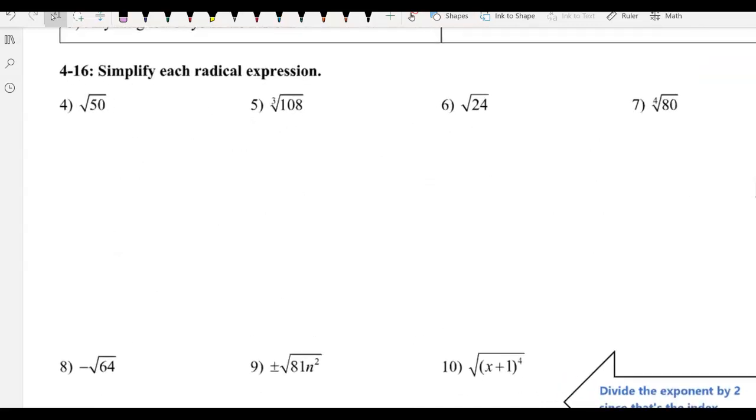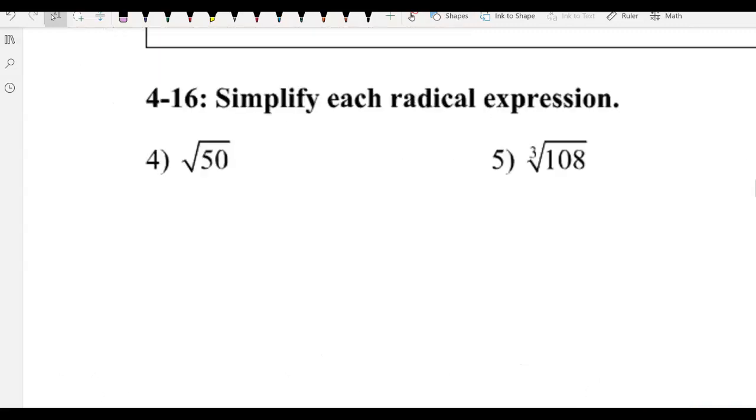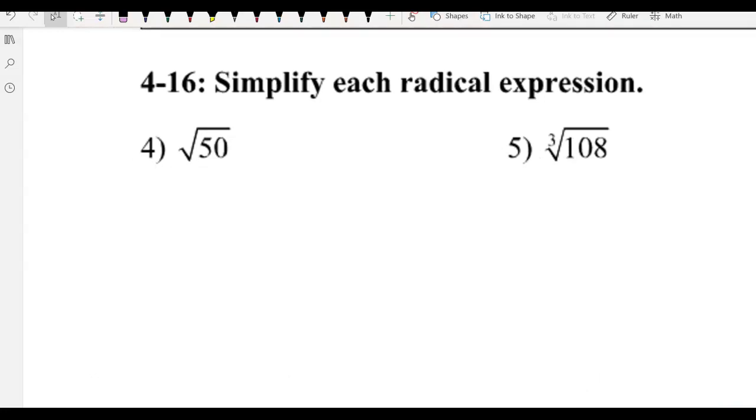4 to 16. Simplify each radical expression. Okay? So, let's see. What is the index for number 4? 2. Okay, so this is the part where the index matters. If the index is 2, how many identical numbers or variables would you need to simplify it outside of the square root sign or the radical sign? 2. If the index is 3, then you would need how many identical? 3. If the index is 5, then you need how many? 5. Exactly, that's why the index is important.